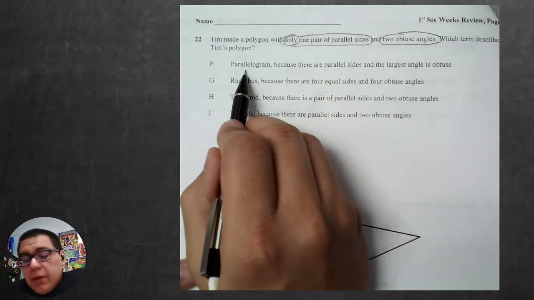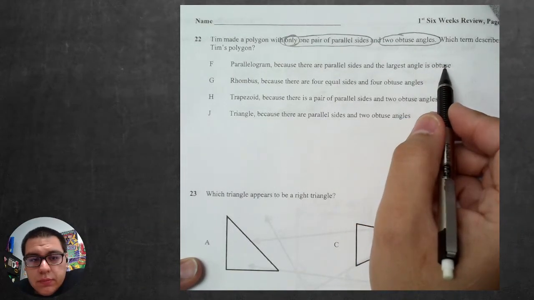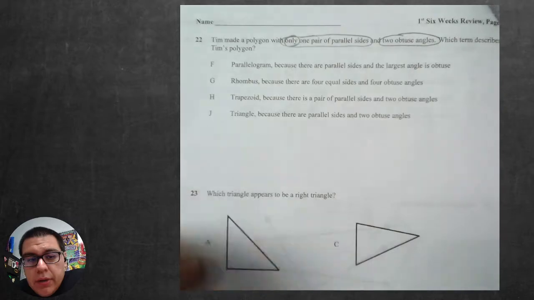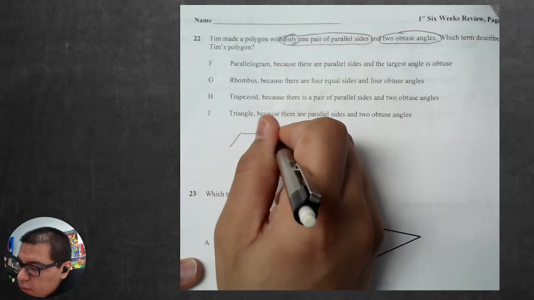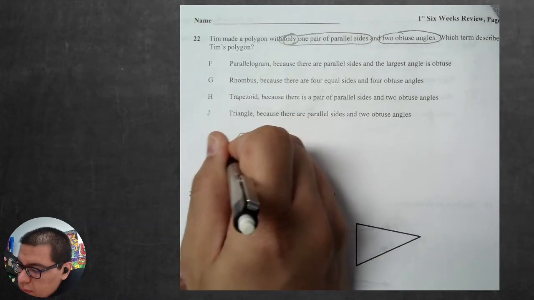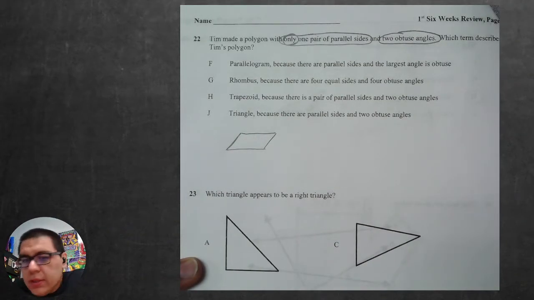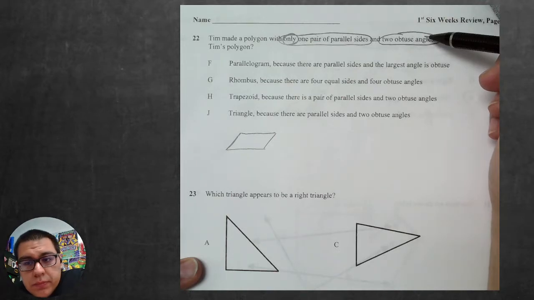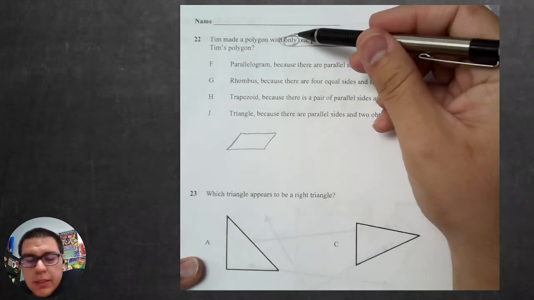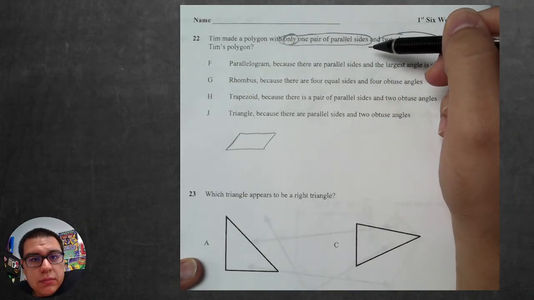F says it's a parallelogram because there are parallel sides and the largest angle is obtuse. Well, let's look at what a parallelogram looks like. So a parallelogram would be a shape like that. There's a parallelogram. Let's check to see if that matches what he drew. They told us that whatever shape he made had only one pair of parallel sides. Just one.